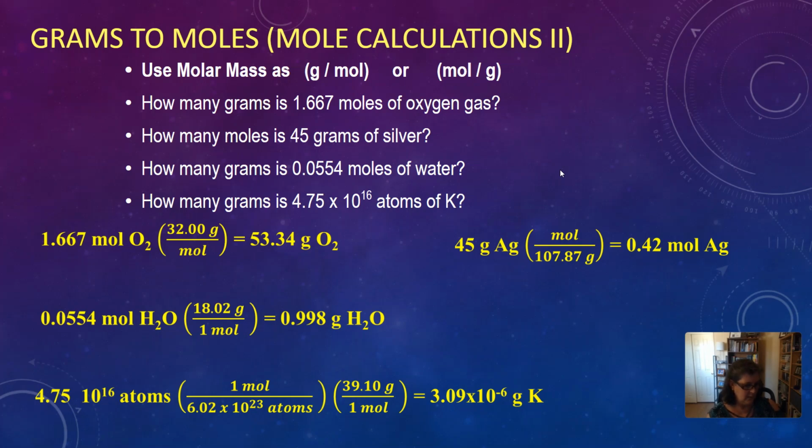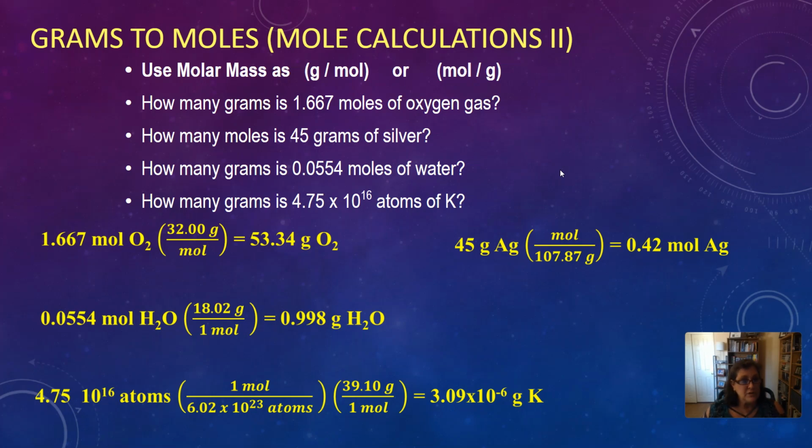4.75 E 16 times 1 divided by 6.02 E 23 times 39.10 divided by 1 equals. It's a really small number. I put it into scientific notation and I get 3.085132289 times 10 to the minus 6.